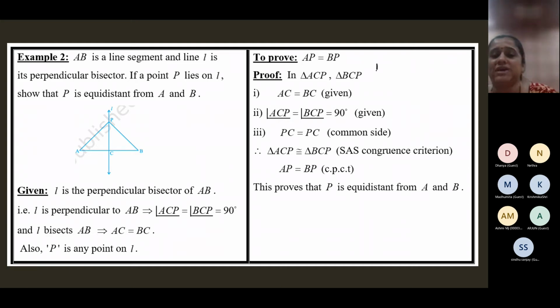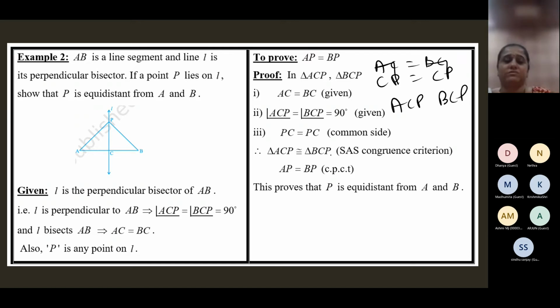See, the first information is AC is equal to BC, and that C is again there in the second information. So write that first: CP is equal to CP. See here, AC, CP, BC, CP. So ACP, BCP. ACP is congruent to BCP. That is the order.